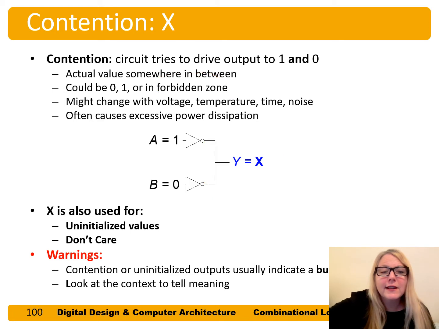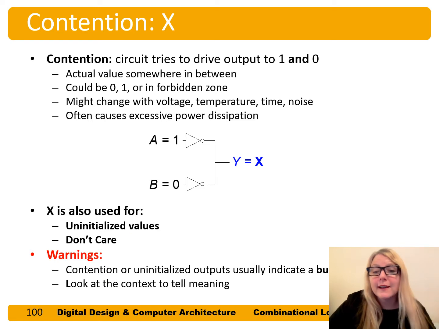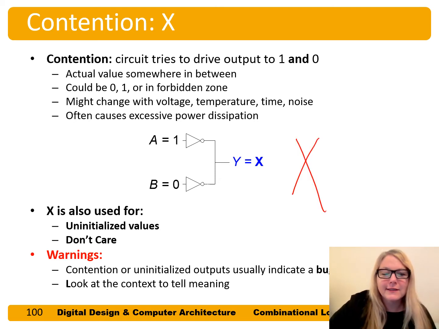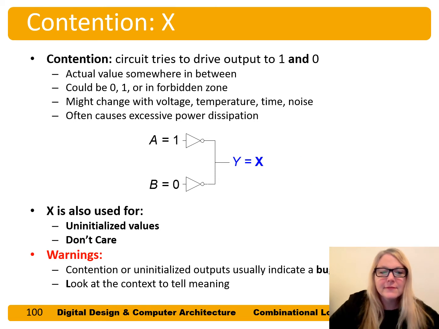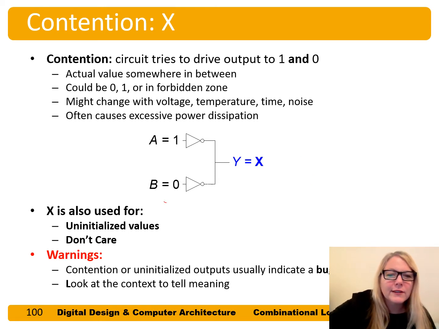And in simulation, X is also used for uninitialized values. And then remember, we use that symbol for don't care. So we need to think about the context we're using to know how to interpret that value. But contention typically indicates a bug in a circuit, so we should avoid it at all costs. Contention is not a good thing. And because we use X for different things, look at the context to tell the meaning.